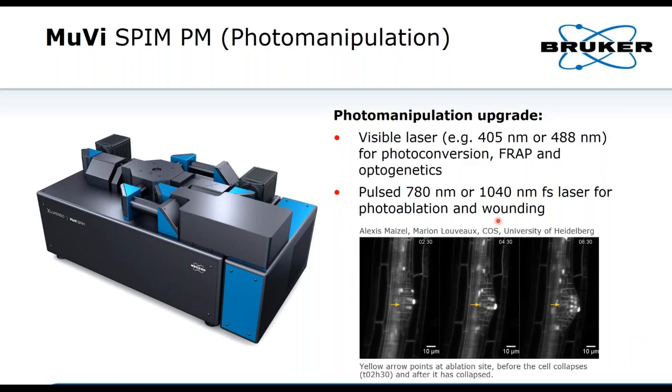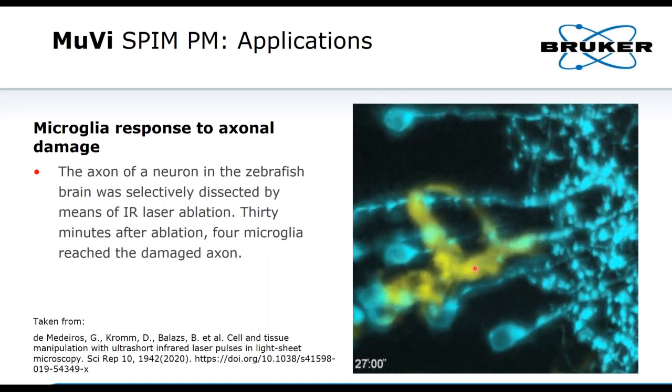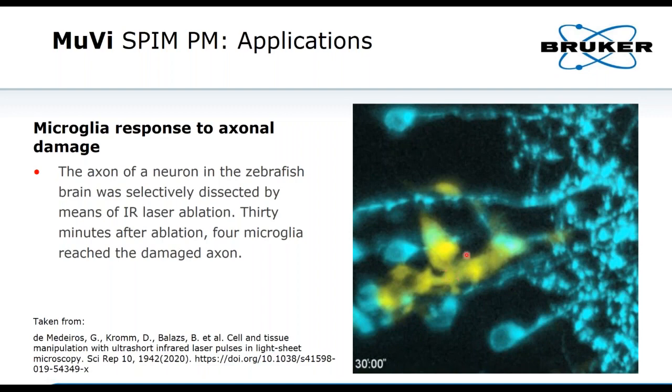Alexis Mezel at the University of Heidelberg and his postdoc Marion Louveau provided us with this image here. They are interested in lateral root development in Arabidopsis, and they deplete individual cells and then observe what the impact of the depletion of these cells is for lateral root development. This is another example that has been published quite recently from EMBL in Scientific Reports. What they did is they used an IR laser to introduce damage in this area of the neuron, and then they observed the microglia coming and doing their job at this position. These are applications you can actually do with a photomanipulation module attached to our movie SPIM light sheet microscope.